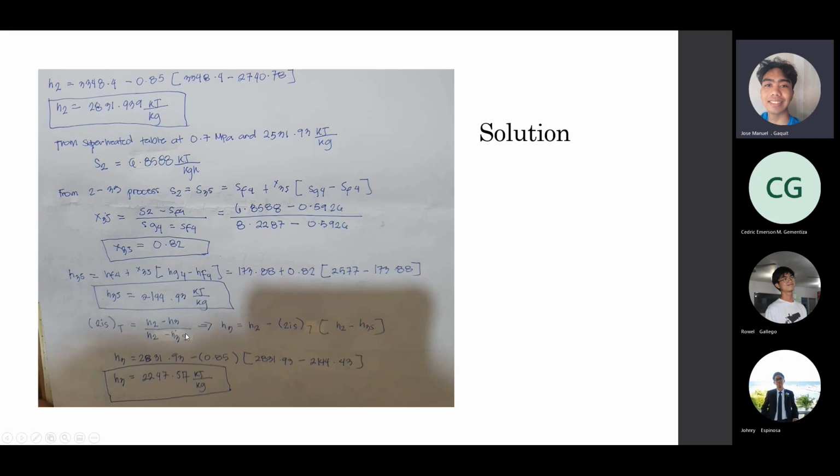And then again, we use the isentropic efficiency formula, 85% is equal to the actual work over the isentropic work, to get the actual value of H3. There we plug in the values and we have 2,247.517 kilojoules per kilogram.